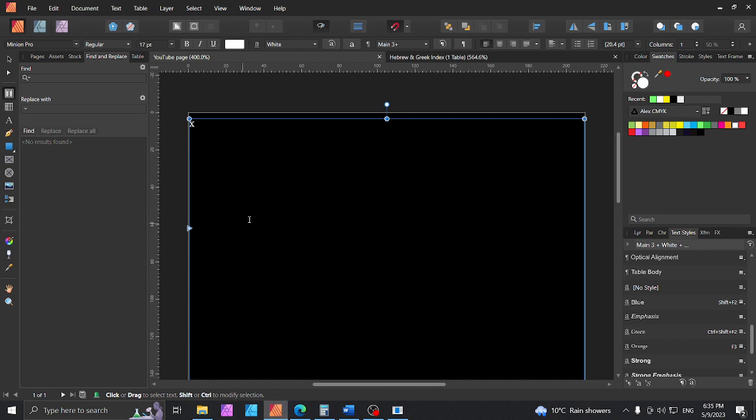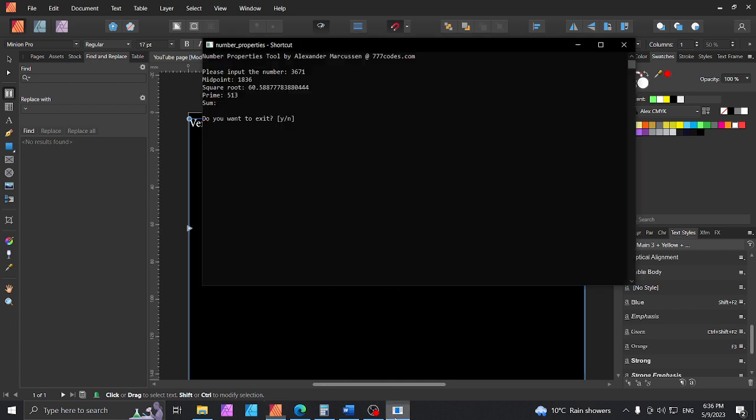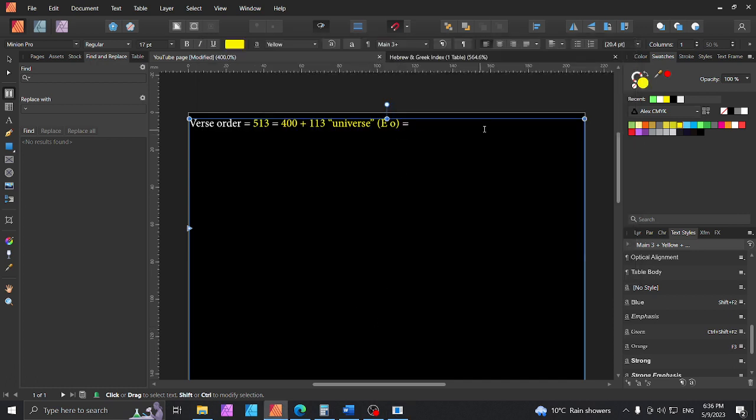I'm just gonna write it here. Verse order equals 513. This is 400 plus universe in English ordinal and something and codes in some way. I think it's the perimeter of triangle number codes. Yes, it is.